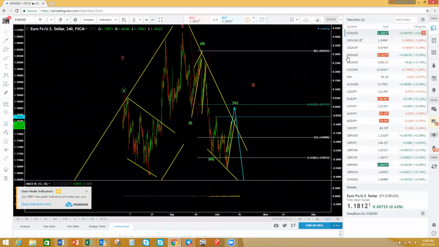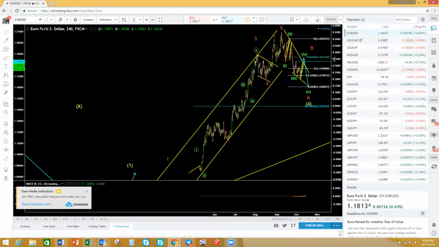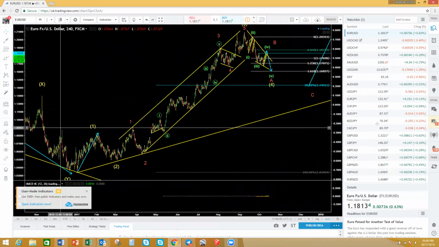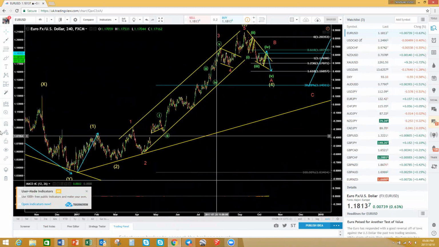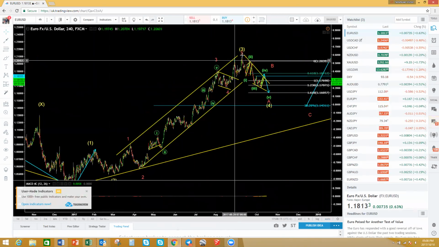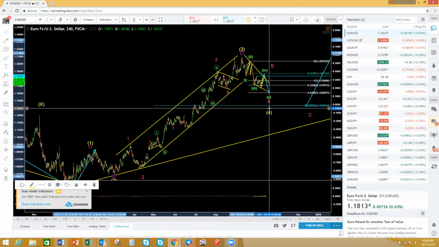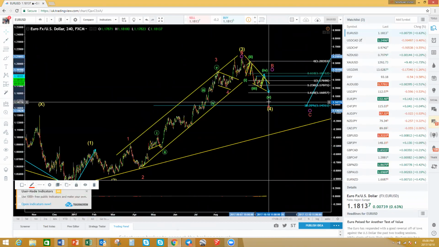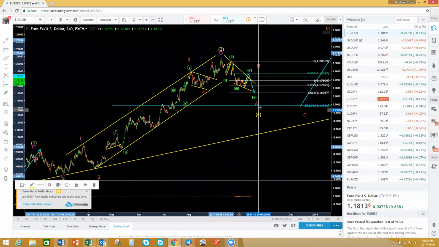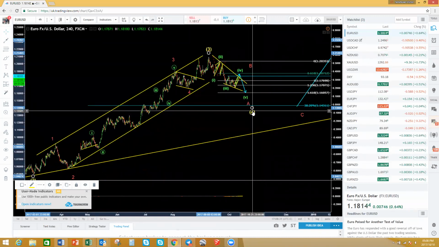So Euro US dollar is exactly the flip, the opposite mirror image of the dollar index. As you can see here, this is what I have. I've got this, that 1, 2, 3, 4, 5, 3, 4. We're currently in the fourth wave, and this is actually the A. So what we want here is to complete the A. We want to see where the A or the wave 4 completes.